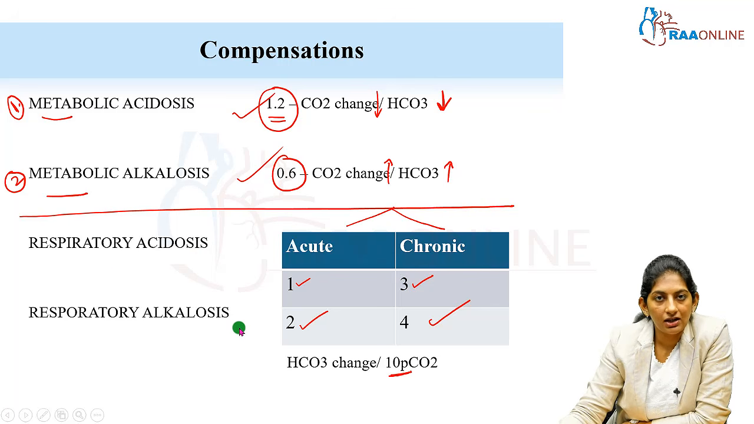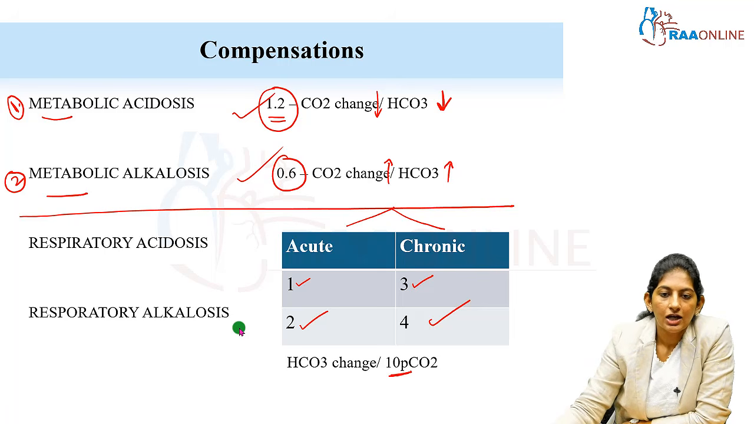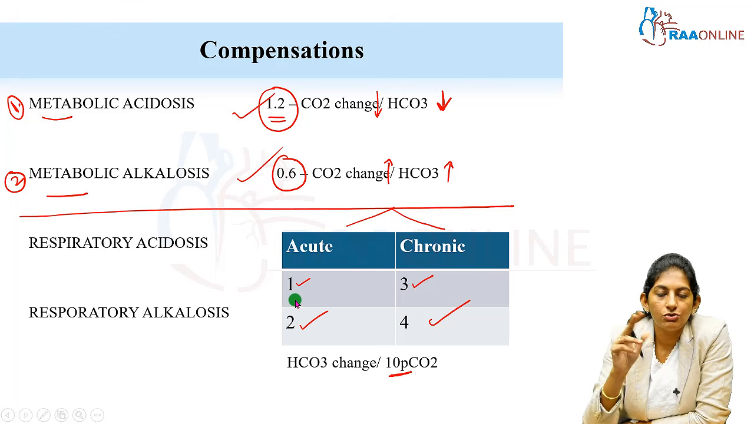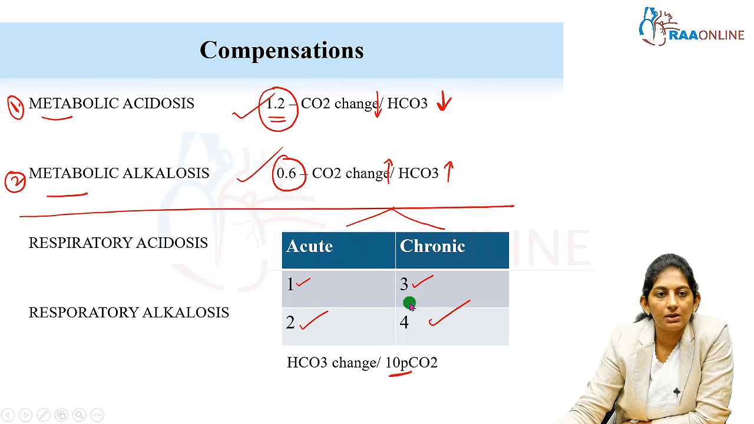Now, come to respiratory alkalosis. PCO2 is low. Bicarbonate should also fall. Okay. For every 10 fall in PCO2 in an acute respiratory alkalosis, 2 change in bicarbonate should be there. If it is a chronic state, 4 change in bicarbonate should be there.